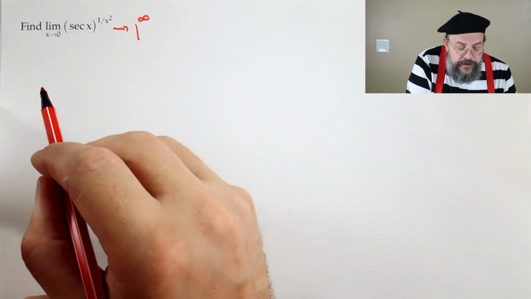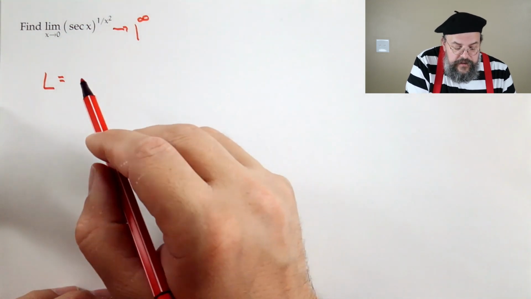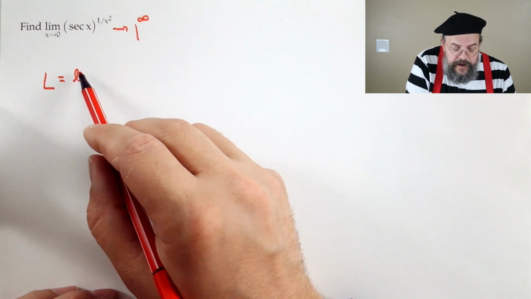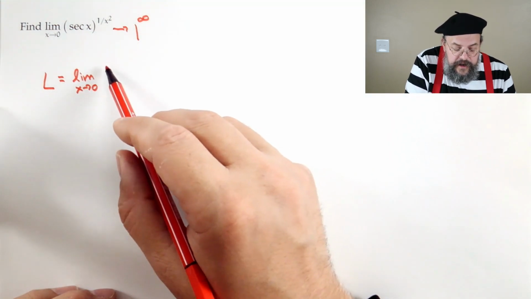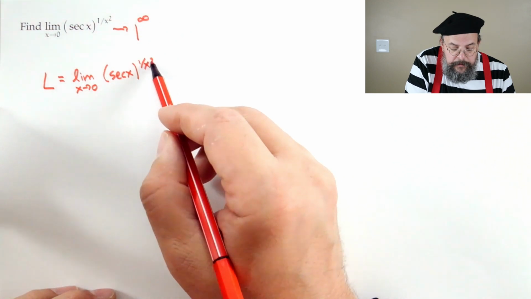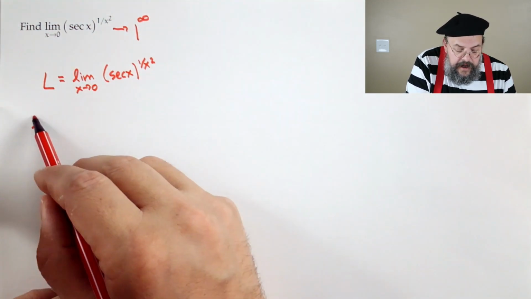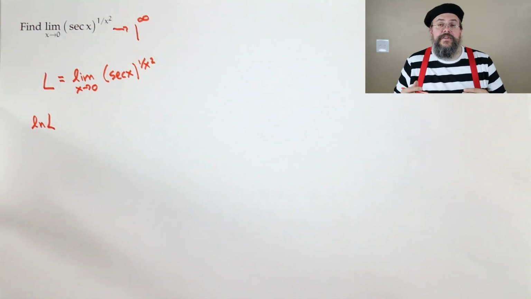Okay, so what we're going to do is momentarily say, well, we're looking for the limit. Let's call this value L. So that's going to be whatever the answer is. The limit as x goes to 0 of secant of x to the 1 over x squared. Now, take the log of L. And here's the nice thing about logs and limits.